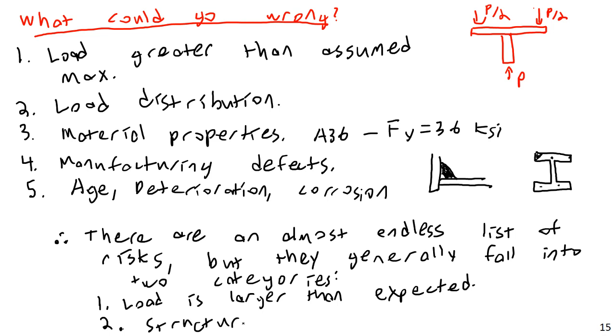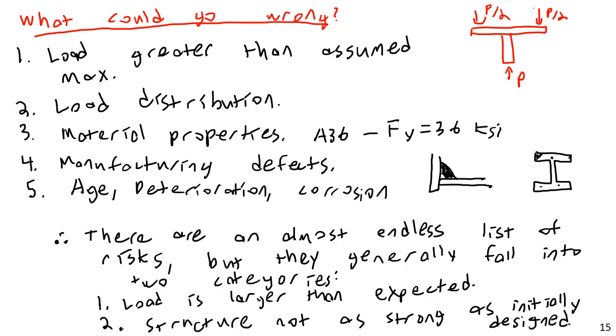This could be due to material, or to construction defects, or to age, etc. The structure is not as strong as initially designed. So I need it to hold 10,000 pounds, and it's only actually able to hold 8,000 pounds, etc. So we have risk. All of these are risks.